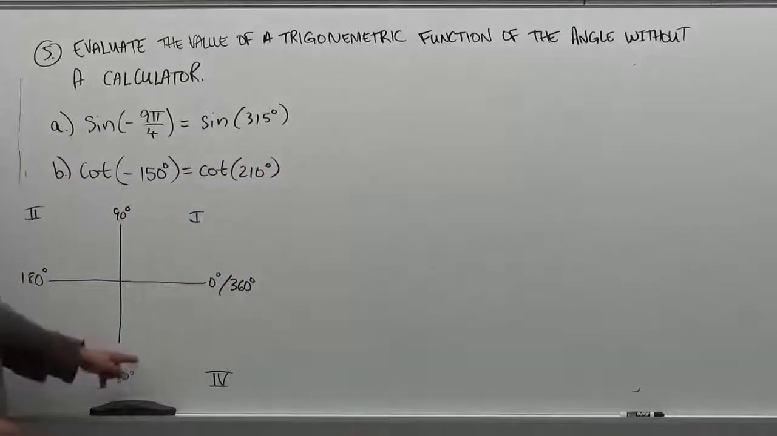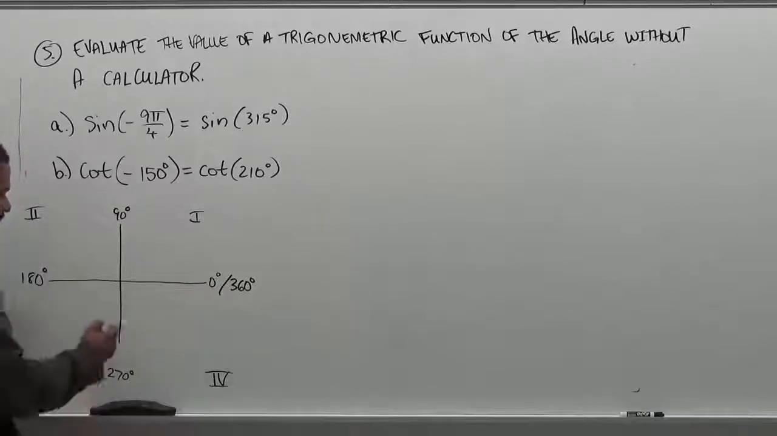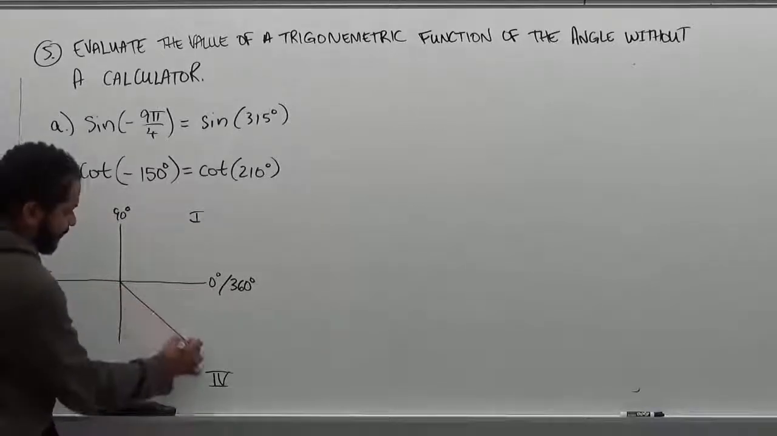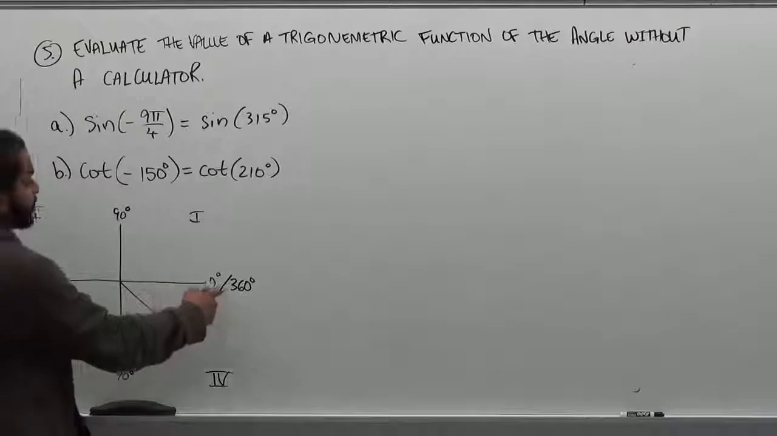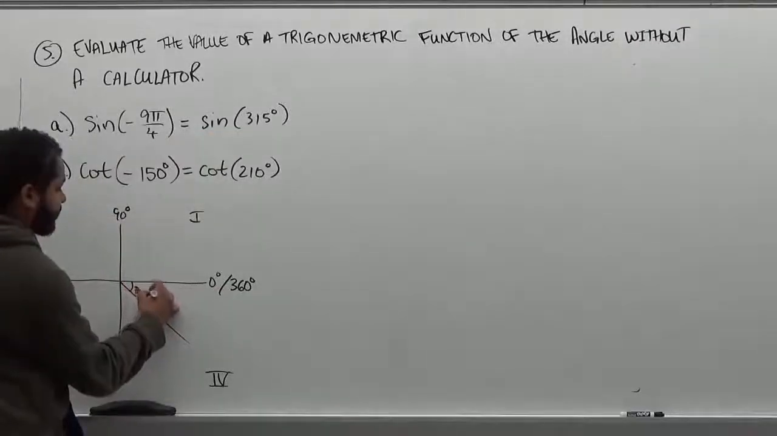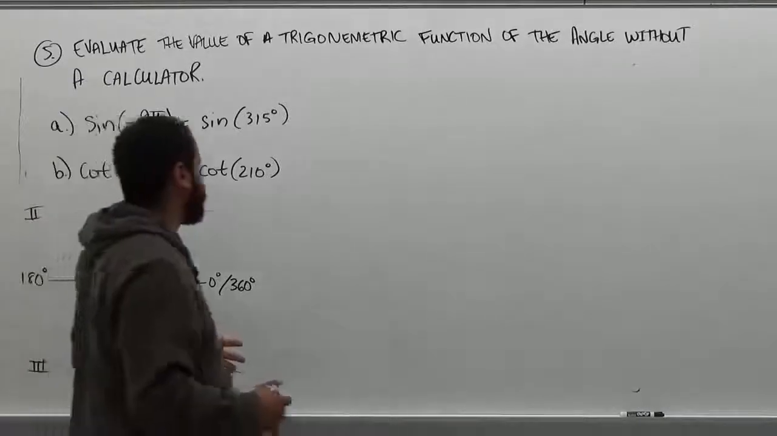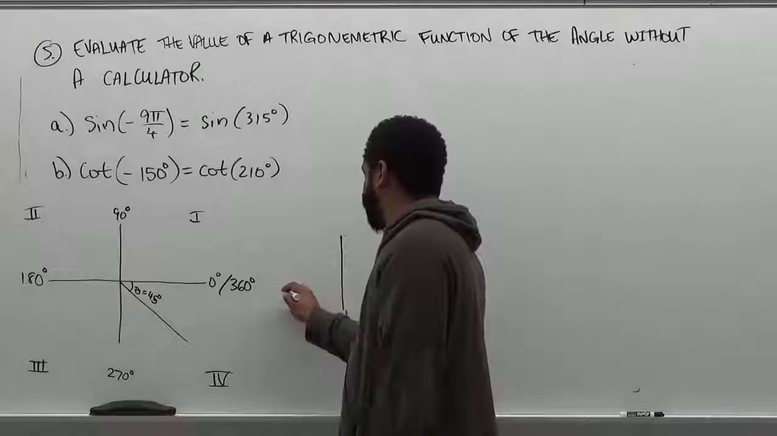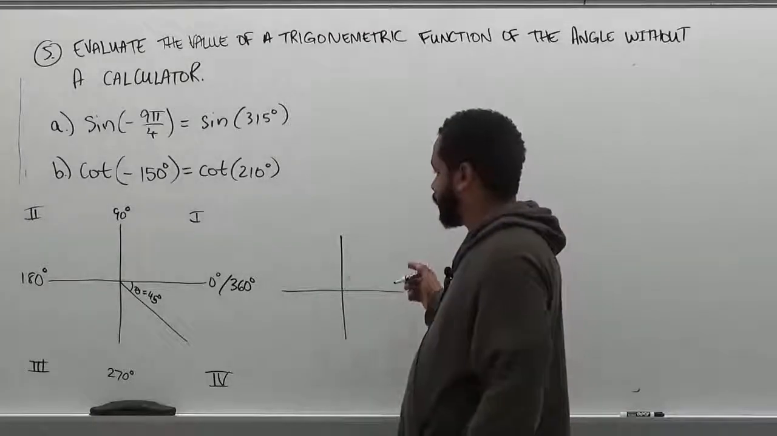Now we know 315 degrees lies in the fourth quadrant. It's somewhere over here. And that makes a 45-degree angle between 360 and 315. So our reference angle here, the theta, becomes 45 degrees. Another way to solve this is to use the points of reference angles for these quadrants.